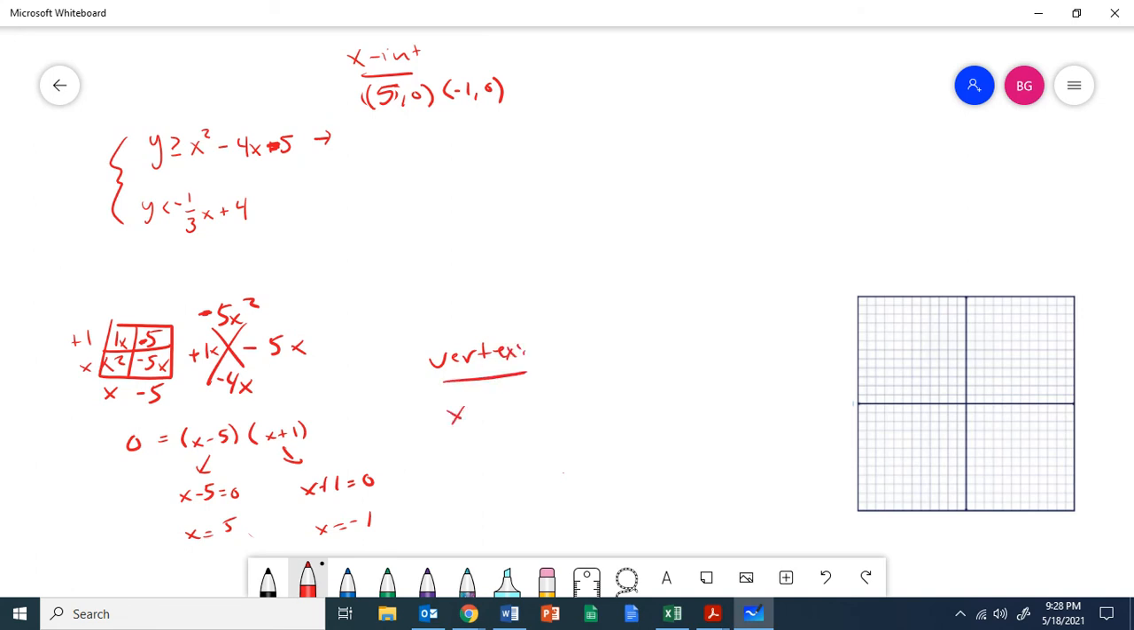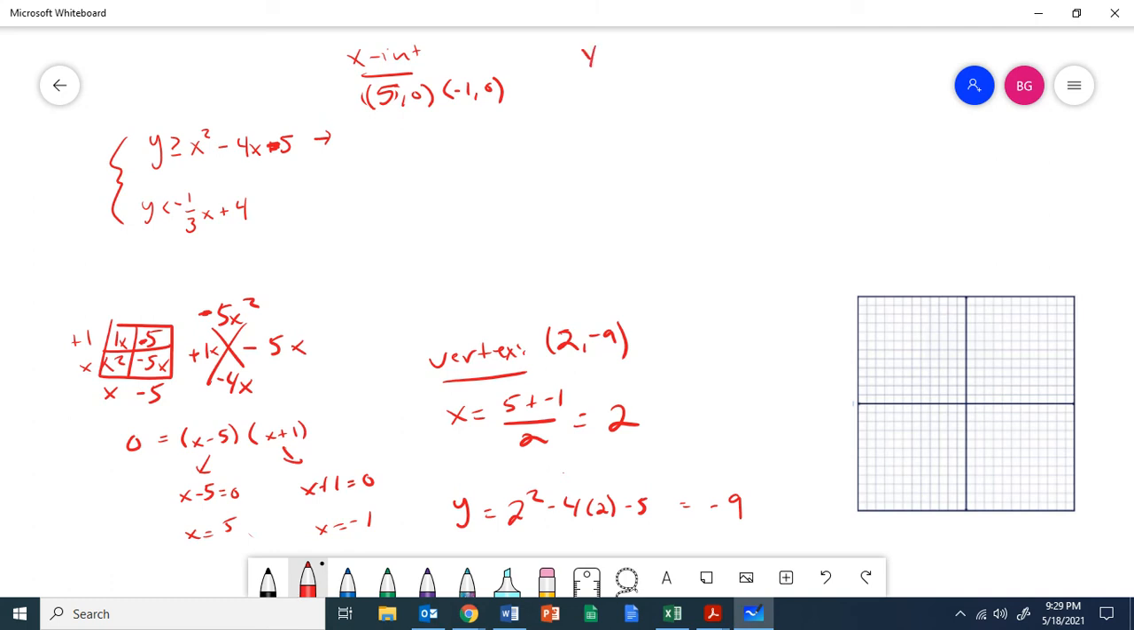Well, we're going to average them to find the x value. So we're going to go 5 plus negative 1 divided by 2, which is 4 divided by 2, which is 2. And then to find the y value, you're going to put that back in the very original. So we're going to have 2 squared minus 4 times 2 minus 5, which gets us 4 minus 8 is negative 4, minus 5 is negative 9. So our vertex is going to be 2 comma negative 9.